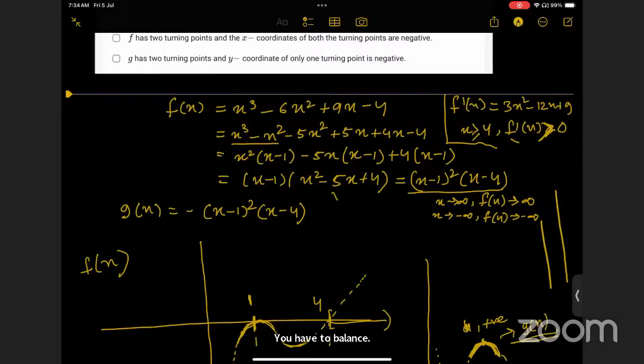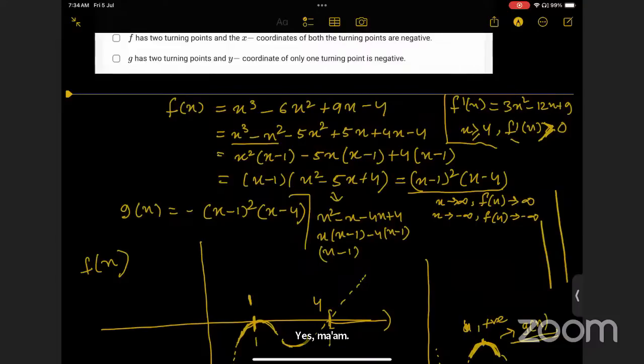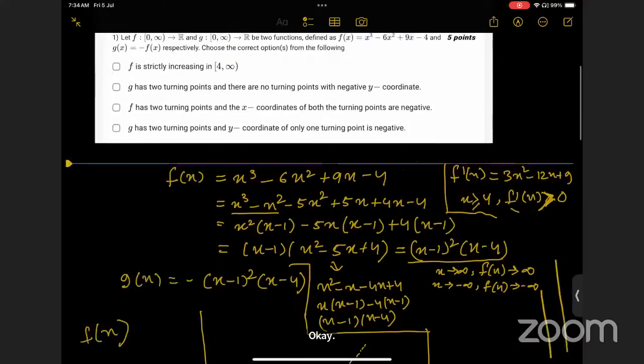Okay, from here you can break this one as x squared minus x minus 4x plus 4, right? Then we can take x common, then it will be x minus 1. Again, take minus 4 as common, then it will be x minus 1. So it will be (x minus 1)(x minus 4). Okay, yeah, understand.